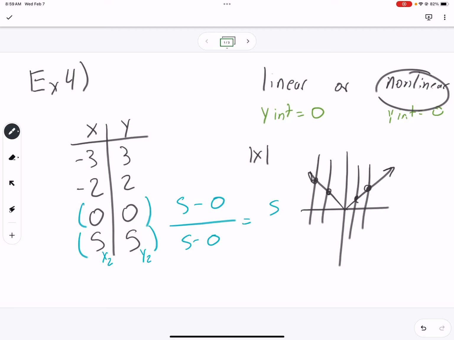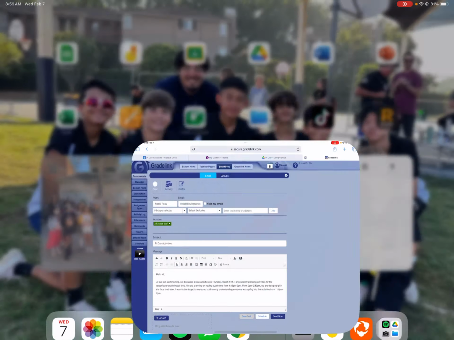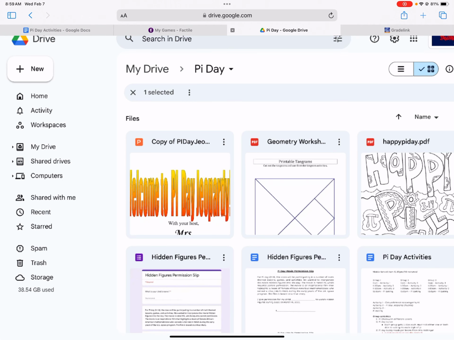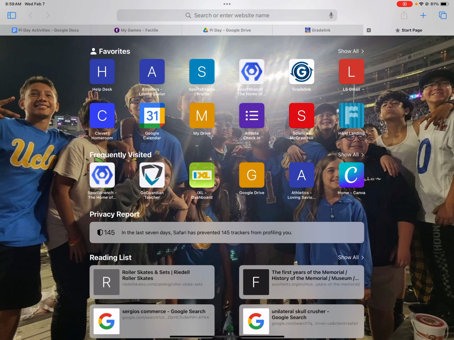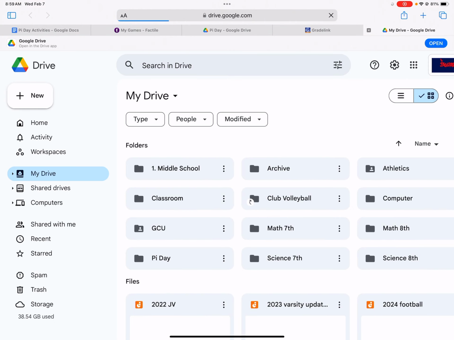All right, so that was your review for the day. You're going to have an IXL for homework, and I'll put it on the board. We give you this paper, you throw it away. Put your name on it, turn it in.